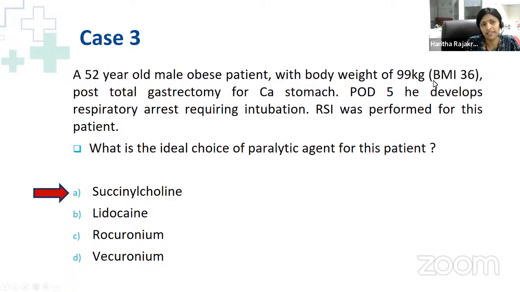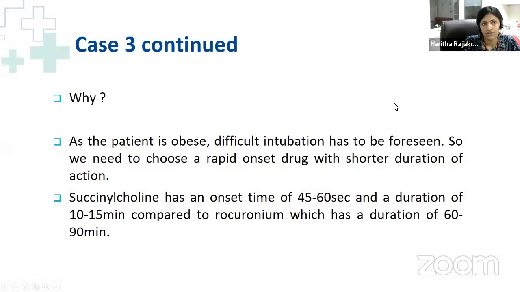Here, if you look, I said it's an obese patient and the patient's body weight is around 99 kg. In such situations, when the patient is obese, you need to anticipate a difficult intubation, because it's not necessary that every time you perform intubation for such patients, you get a clear airway. So it's going to be a difficult one. If you choose a paralytic agent which has a longer duration of action, around 60 to 90 minutes, what if we are not able to intubate the patient and the patient is going to be paralyzed for the next 60 to 90 minutes? Then someone will have to continuously bag the patient, which is not a very practical situation.